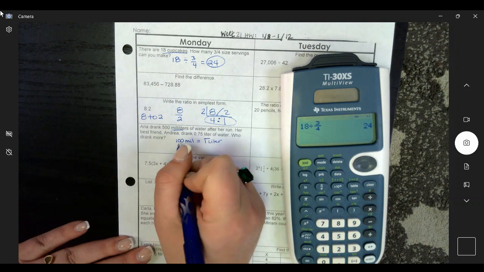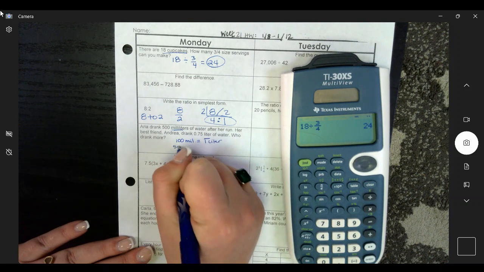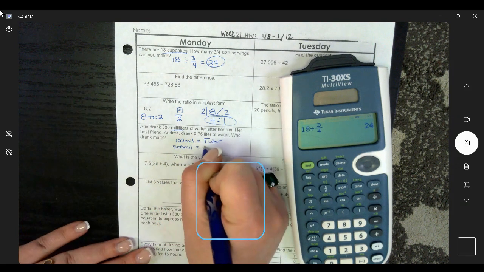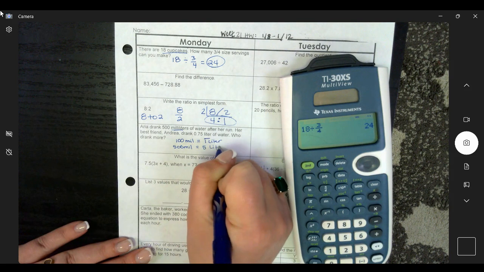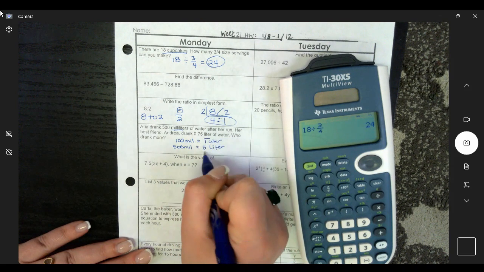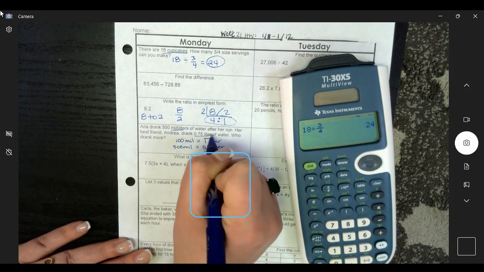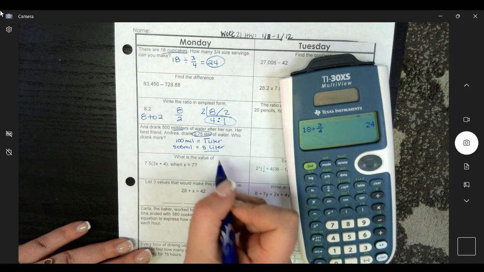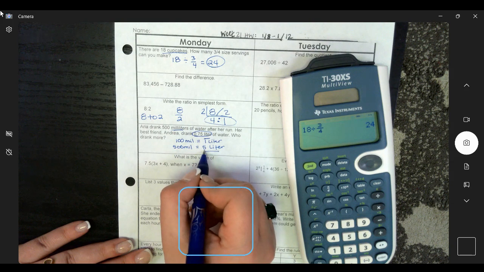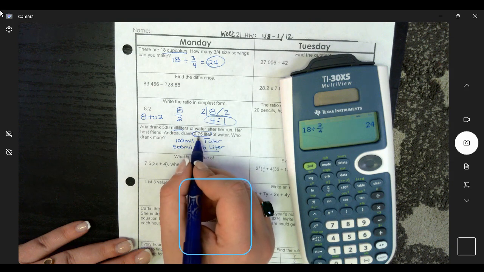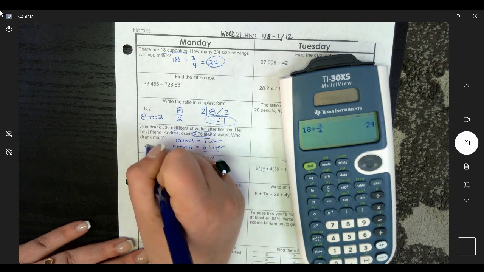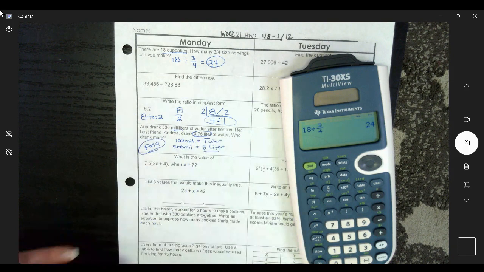So if I have 500 milliliters, how many liters would that be? It would actually equal 5 liters. So which is greater, 5 liters or 75 hundredths of a liter? Which is greater? Who would you say drank more? Well, 5 liters is obviously greater than this right here. So I would say Aria drank more.